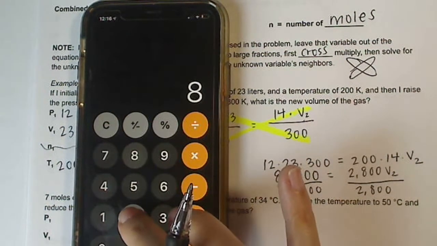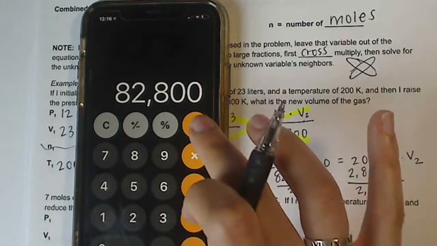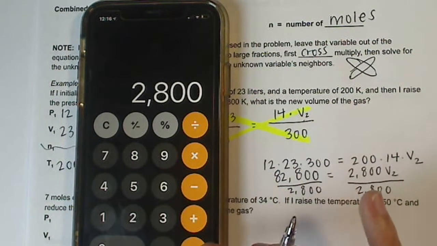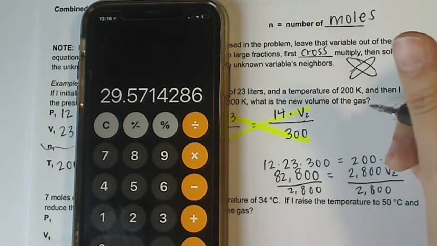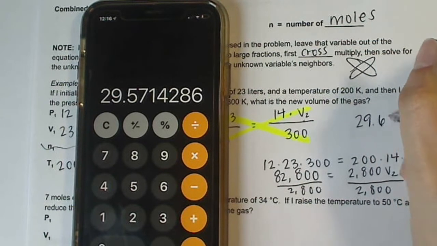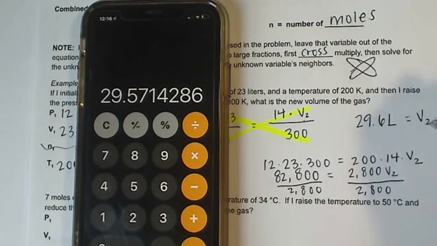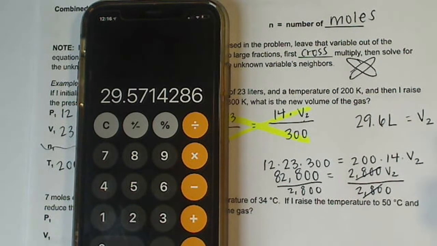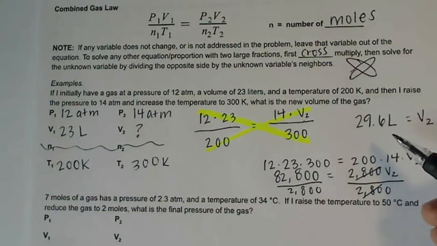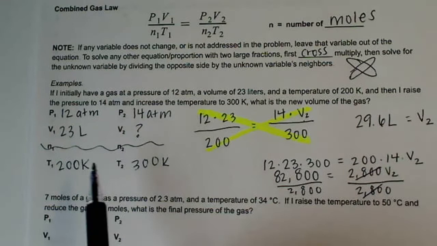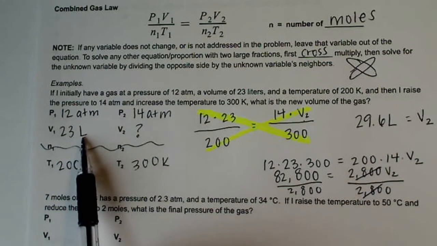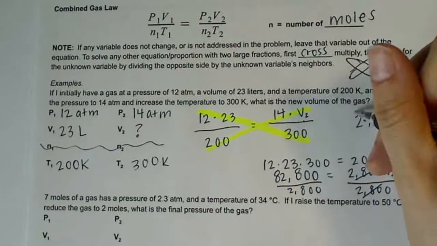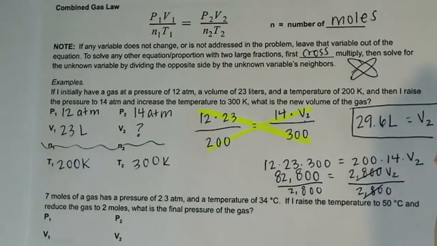So we're going to do 82,800 divided by 2,800. And that gives me 29.6 liters is my final volume. Okay, so this canceled out and I'm left with my final volume. Again, my unit is going to be liters because I'm solving for volume and I have to match the unit that I was in before. So this is going to be my answer.